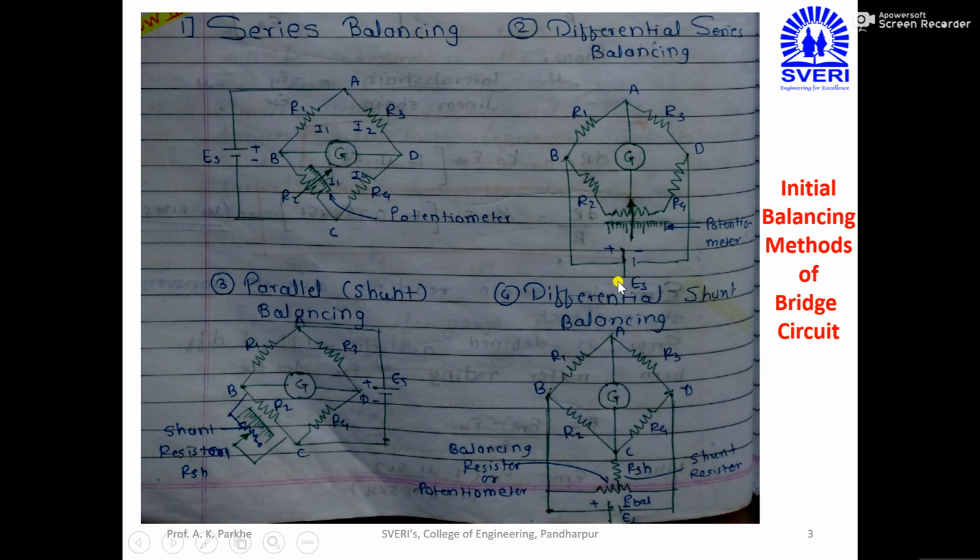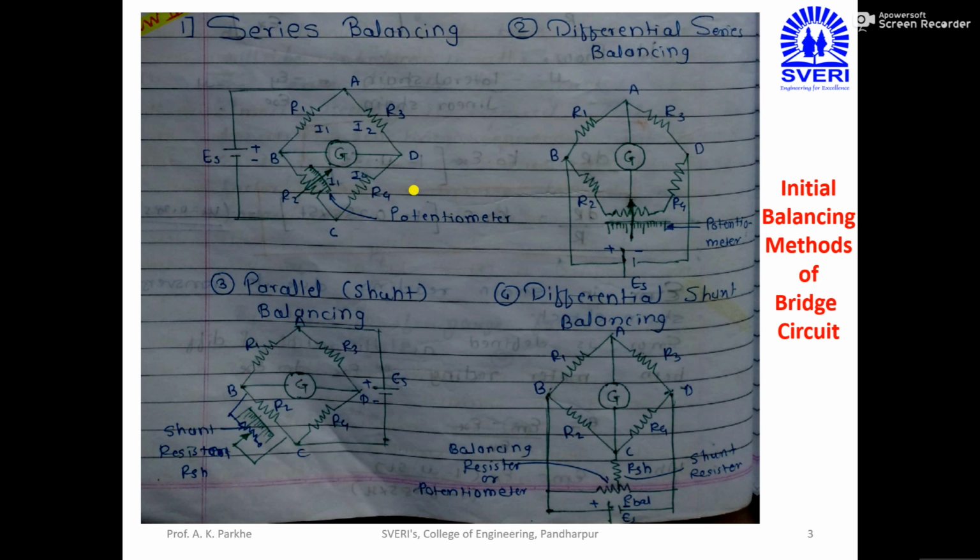Therefore, nowadays this differential shunt balancing is mostly used in various types of instruments, through which the coarse control arrangement is possible as well as the fine control arrangement. So this is the basic difference between the parallel balancing or shunt balancing and differential shunt balancing. So this is about the 4 methods which are used for the initial balancing of the Wheatstone bridge circuit.